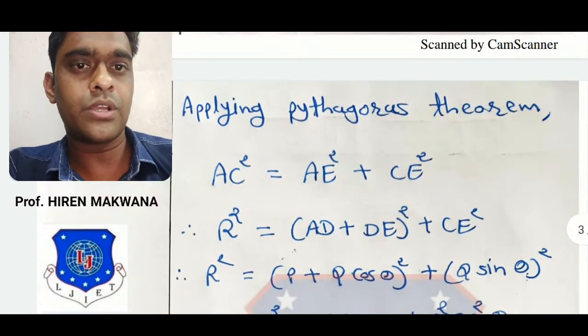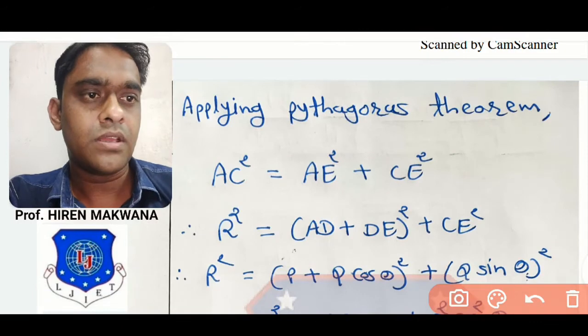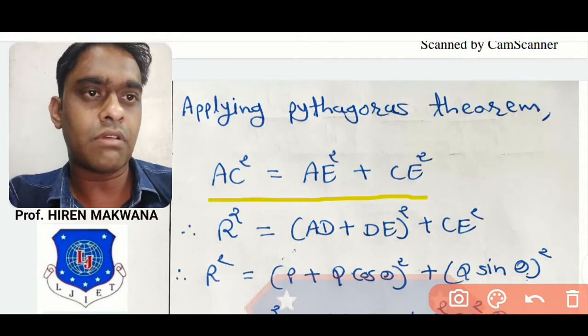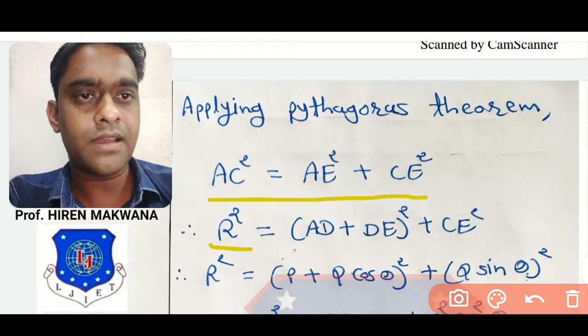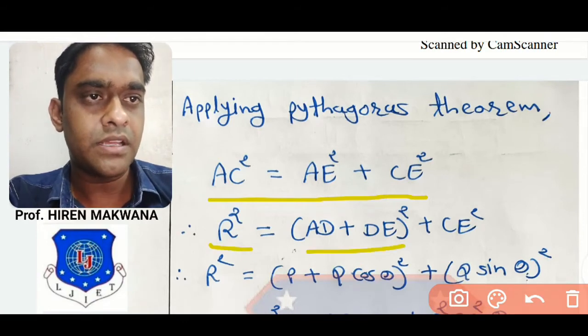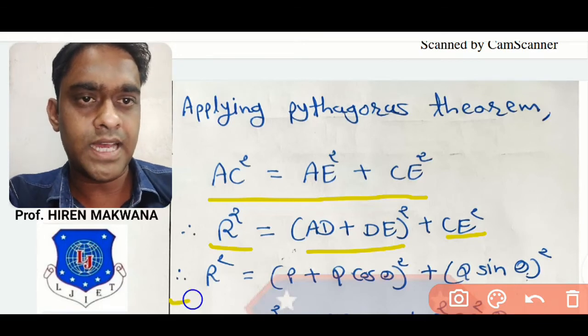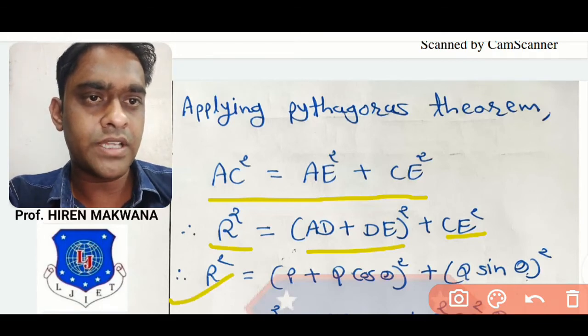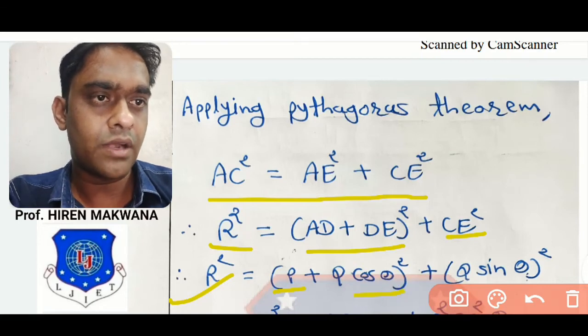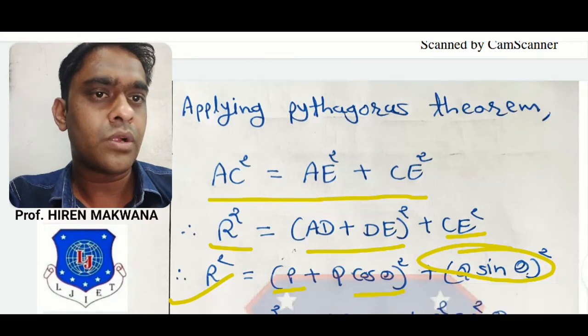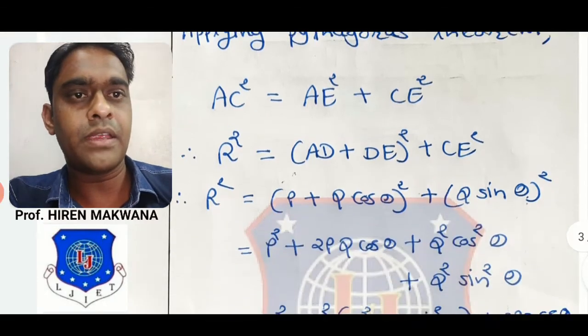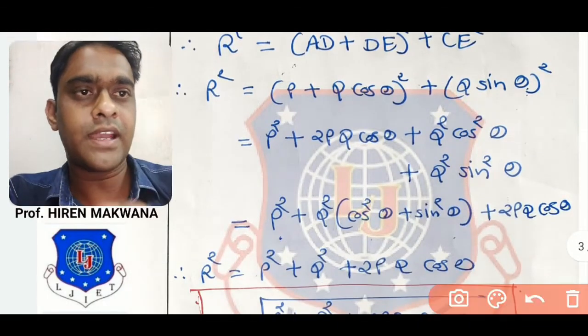Okay. So according to Pythagoras theorem, AC square is equal to AE square plus CE square. Replacing the values, AC means R, AE means AD plus DE, CE as it is. Now replacing the forces, R square will be as it is. What is AD? That is P. What is DE? That is Q cos theta, whole square. And what is CE? That is Q sin theta.